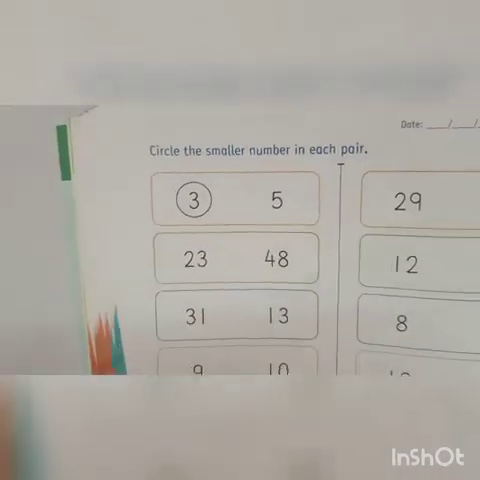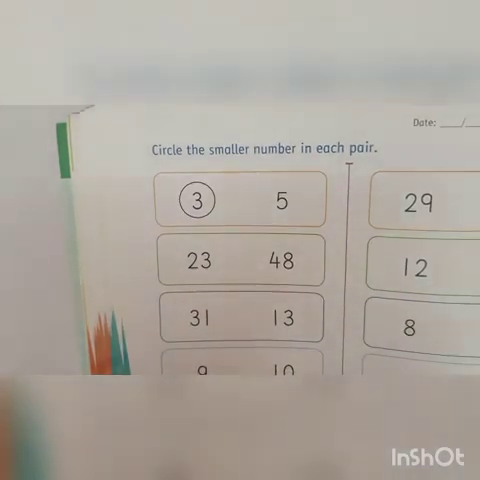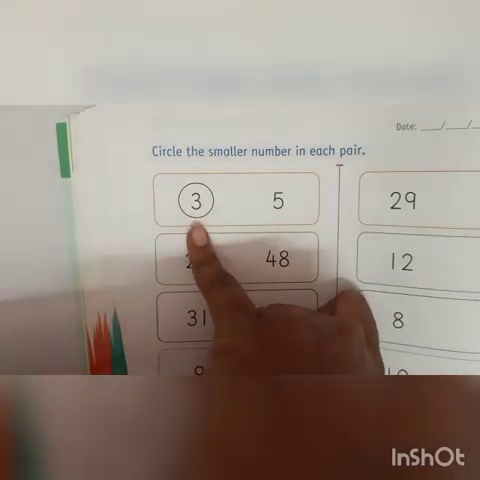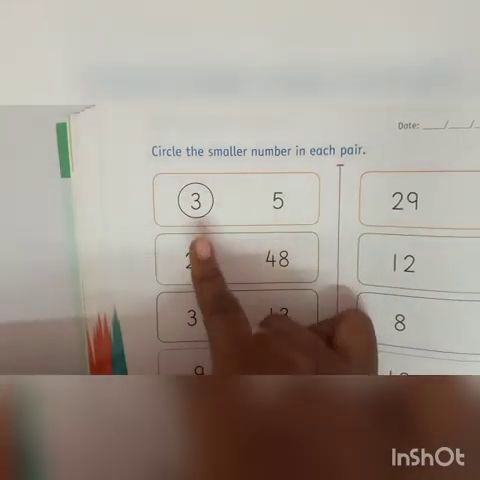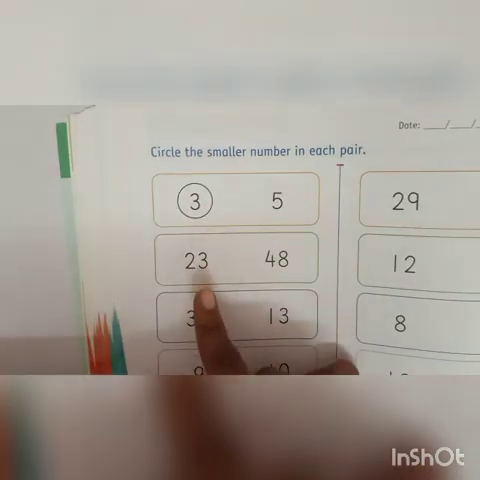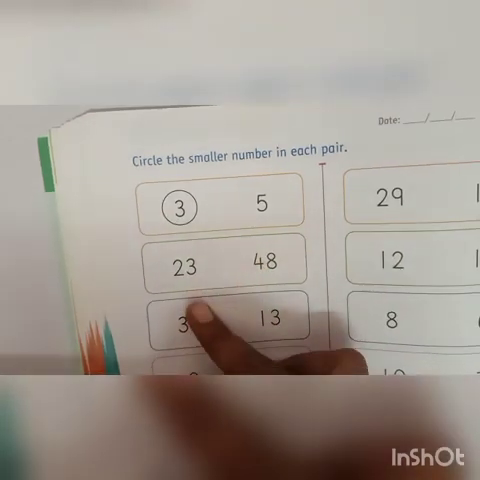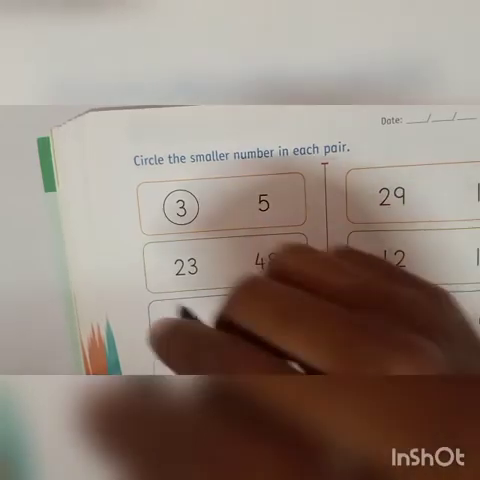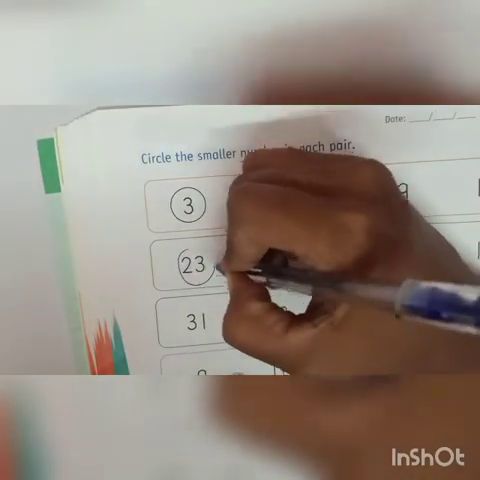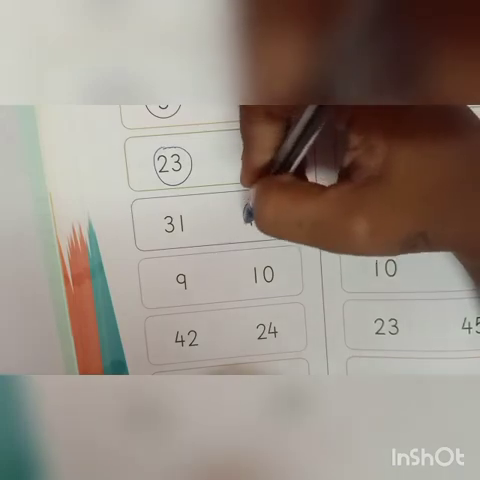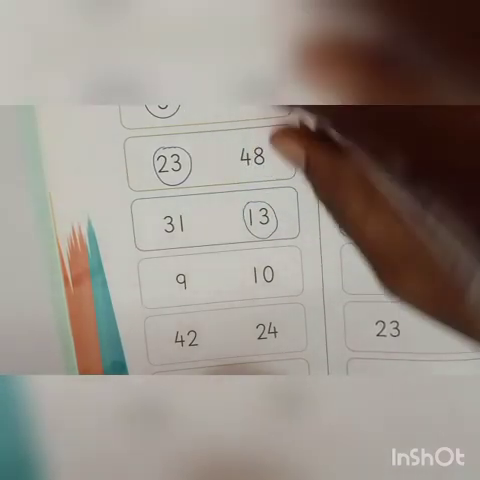Now here you are going to circle the smaller number in each pair. So you have to circle the smaller number in each pair. So here there are numbers 23 and 48. So which number is smaller? 23. In 31 and 13, which number is smaller? 1 and 3, 13. Right?